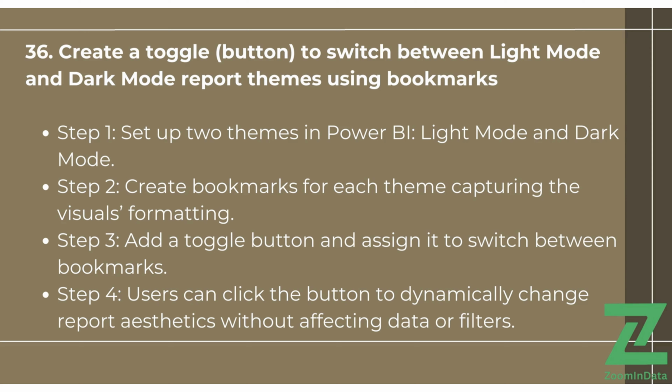36th question. Create a toggle button to switch between light mode and dark mode report themes using bookmarks. Step 1. Set up two themes in Power BI, light mode and dark mode. Step 2. Create bookmarks for each theme capturing the visuals' formatting. Step 3. Add a toggle button and assign it to switch between bookmarks. Step 4. Users can click the button to dynamically change report aesthetics without affecting data or filters.